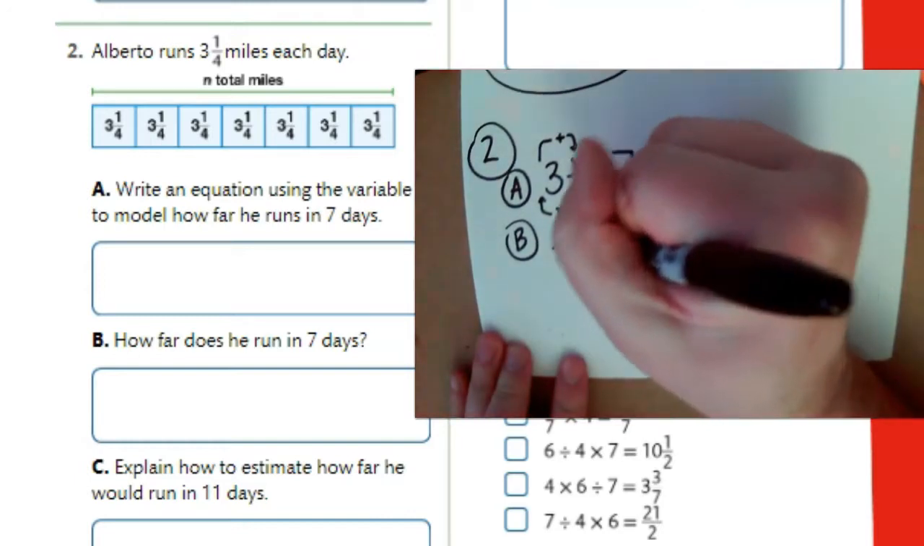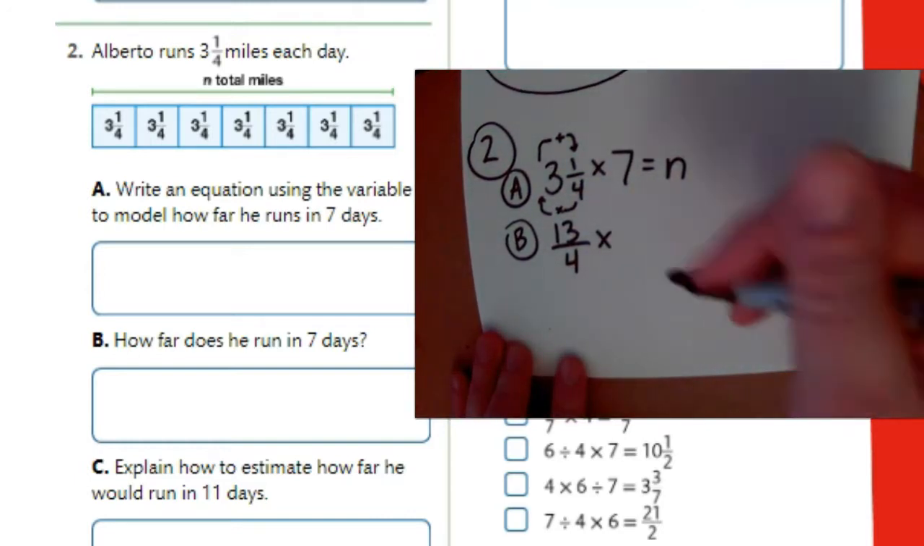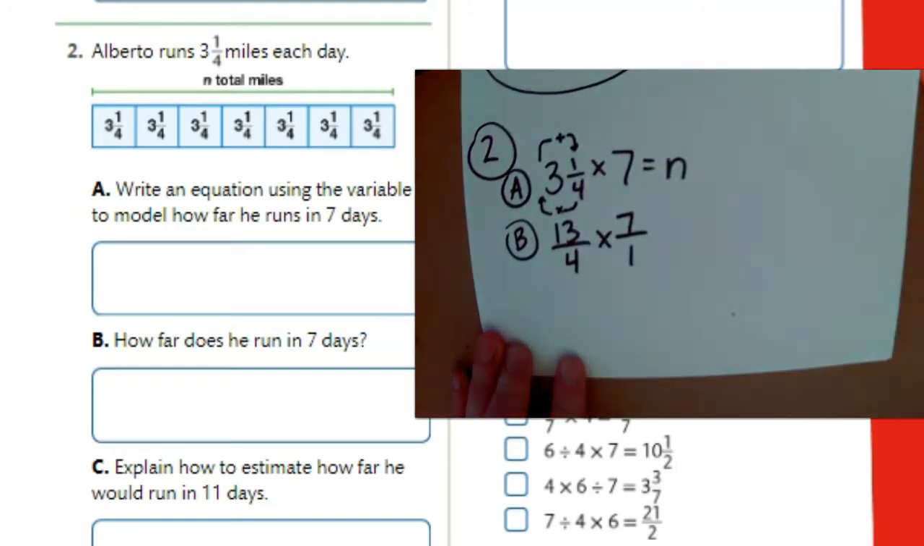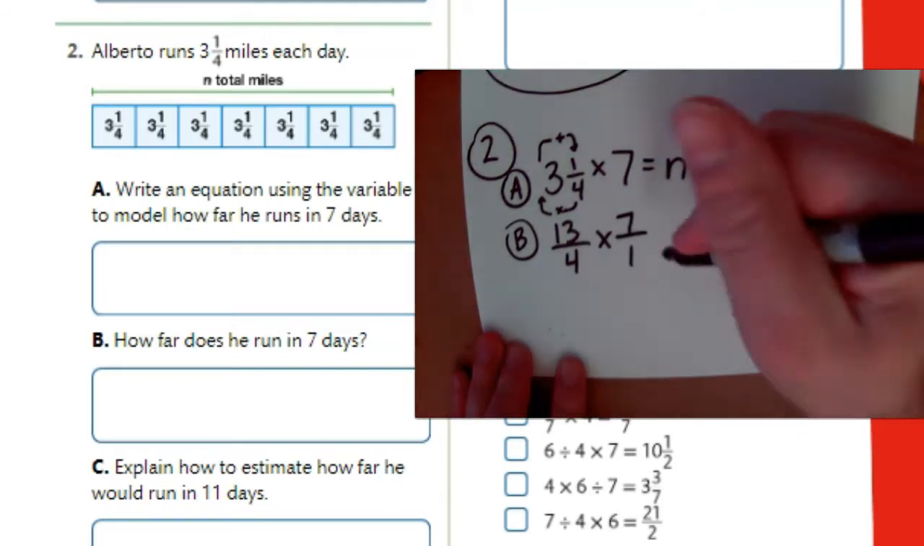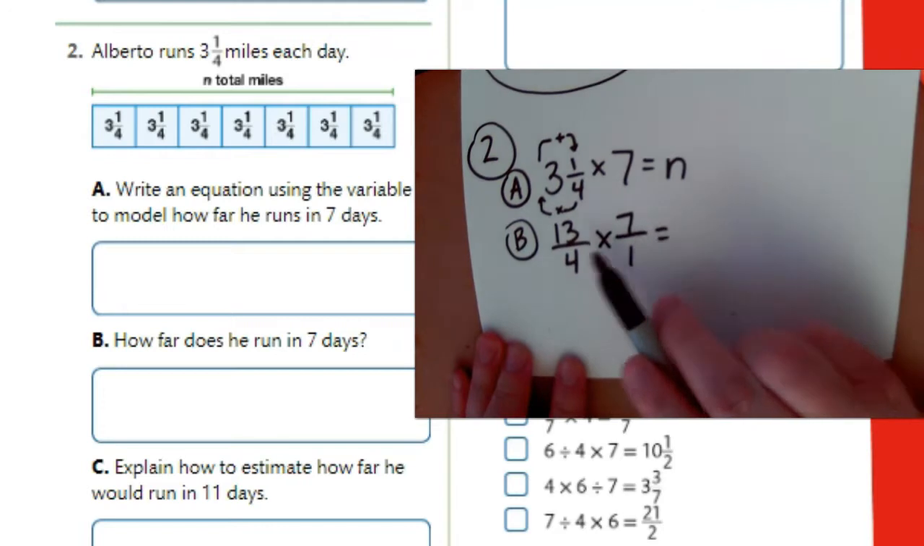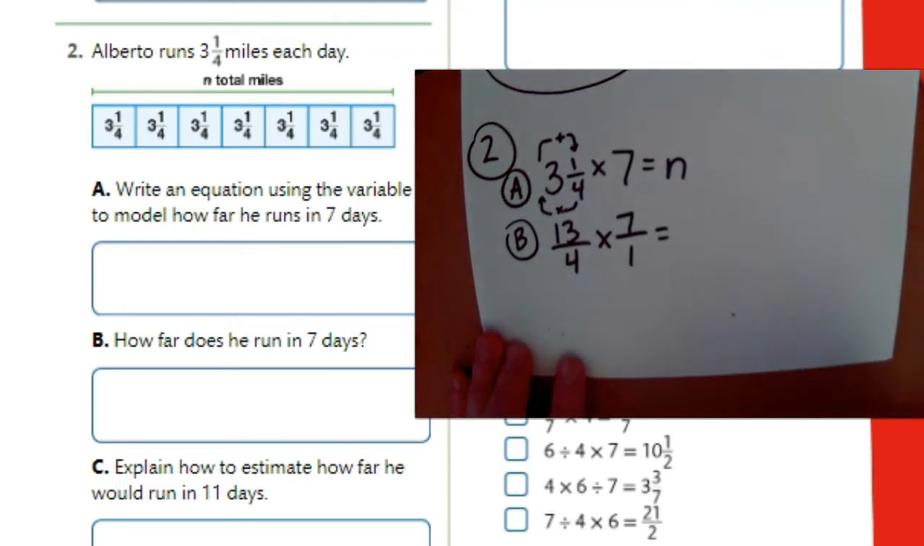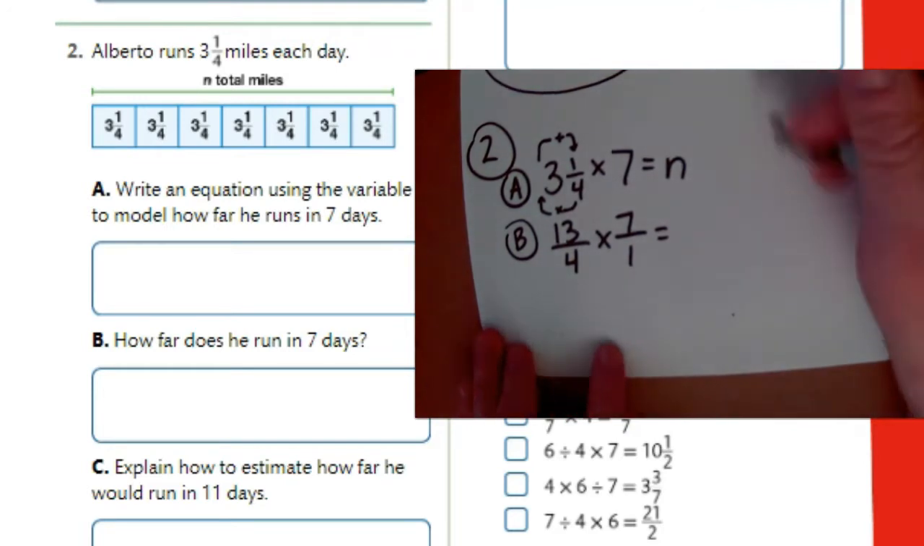Next, I'm going to take 7 and turn that into an improper fraction by just putting it over 1. 7 over 1, and now I can multiply. Now I might think about cross-simplifying, but in this case, I can't do it. There's nothing to cross-simplify. So I have 13 times 7, which I don't know what that is. Let me just do that off to the side here really quickly.